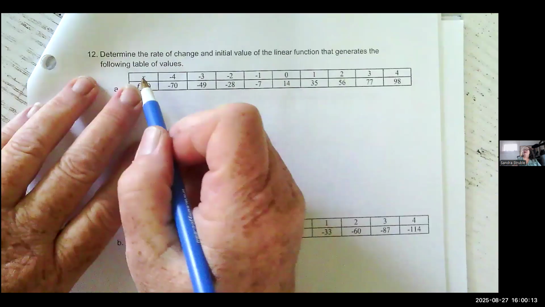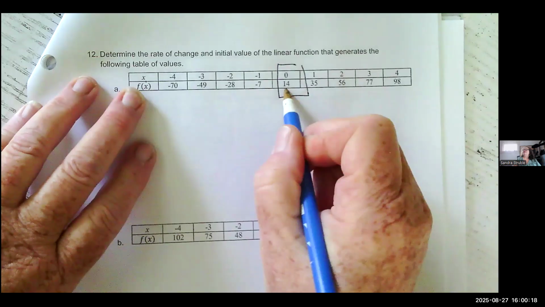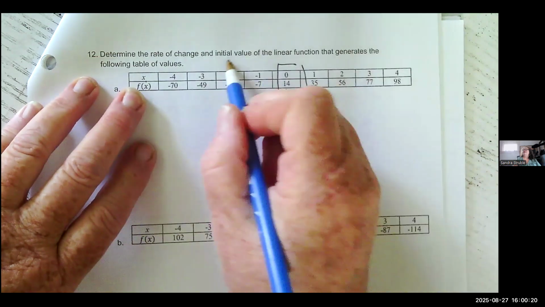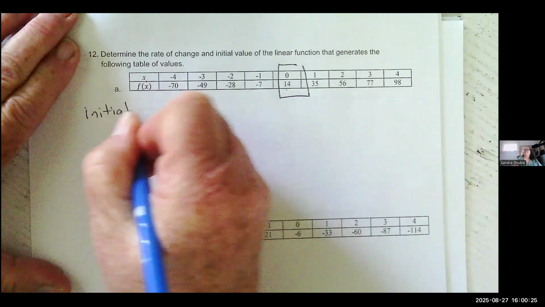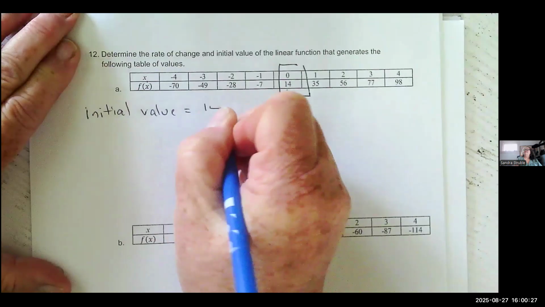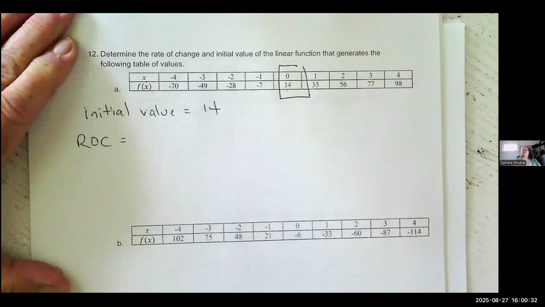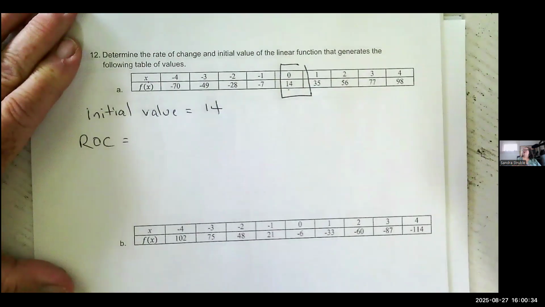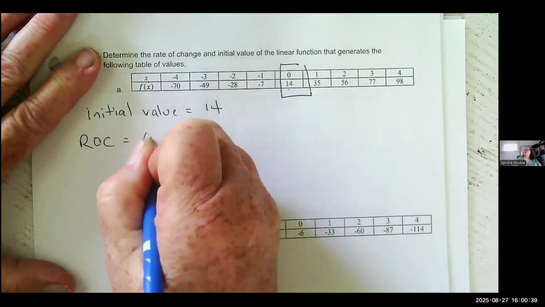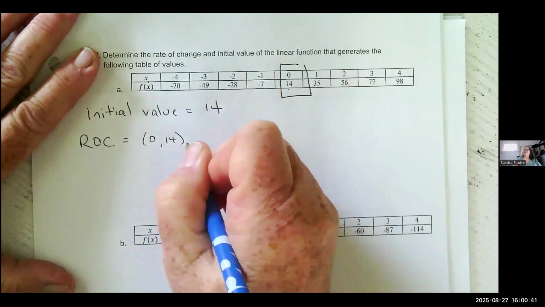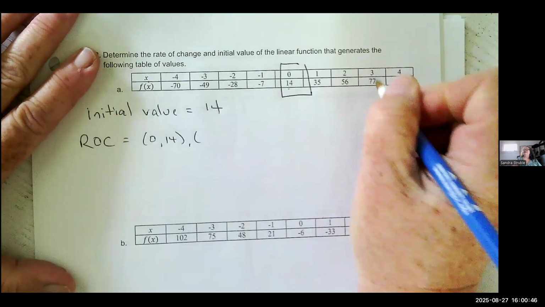So if I find where x is 0 right here, that is going to be 14, my initial value. So my initial value is 14. My rate of change, I need to choose 2 sets of ordered pairs to find my rate of change. And I'm going to use 0, 14 because that's a really nice one to use because it's got a 0. And then it doesn't matter any other number I use. I'm just going to randomly choose 3 and 77.